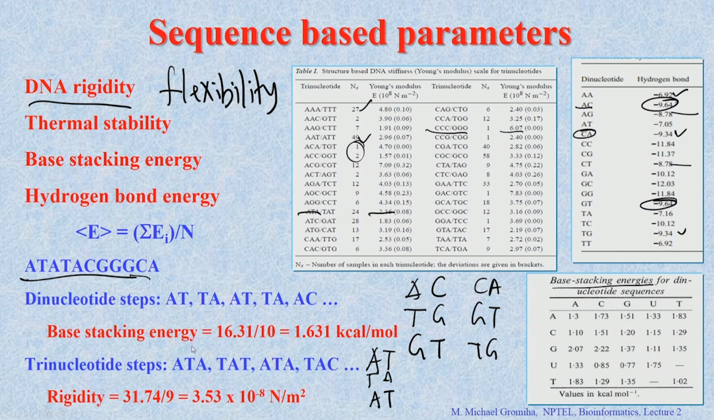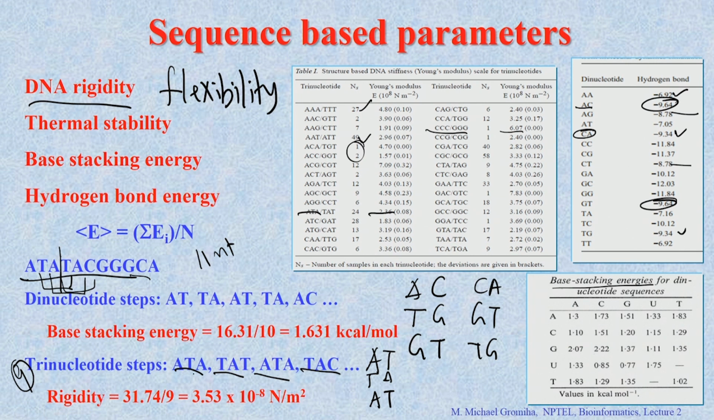What are the different overlapping segments? If we take the trinucleotides ATA, and from here TAT, and from here ATA, and here TAC, and so on. Totally how many nucleotides here? 1, 2, 3, 4, 5, 6, 7, 8, 9, 10, 11 nucleotides. So how many possibilities will you have? 9. So 9 trinucleotide steps, and then take the values from this table.